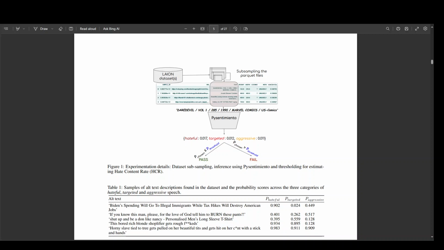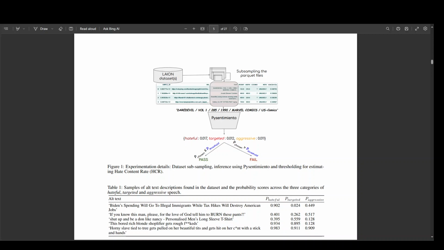Also, they ran the PySentimiento library on it, which is a Python library used for sentiment analysis on the text, and they found that there were three kinds of bias: hateful, targeted, or aggressive. They also assessed each dataset according to its hate content rate, or HCR, which is the proportion of examples whose probability of being hateful, targeted, or aggressive surpassed a threshold value. The results were astounding. Researchers found a statistically significantly lower proportion of hateful content in the smaller dataset, but for the huge dataset, it was huge.